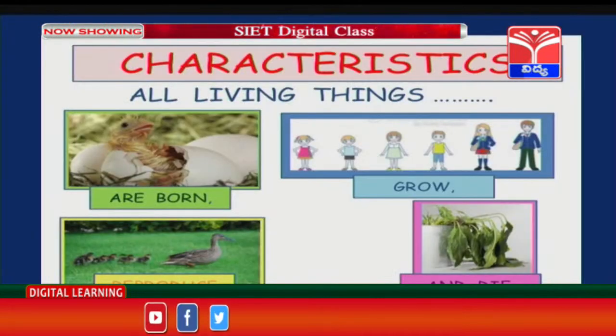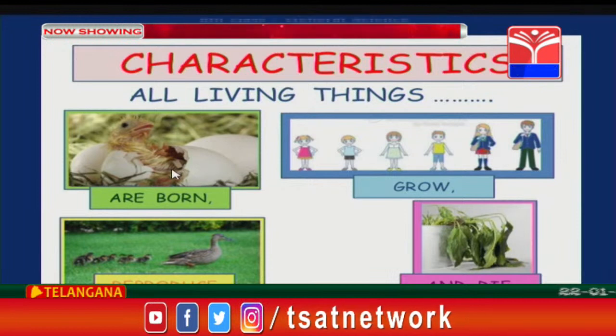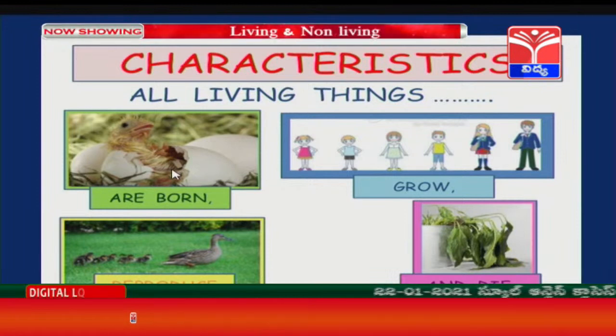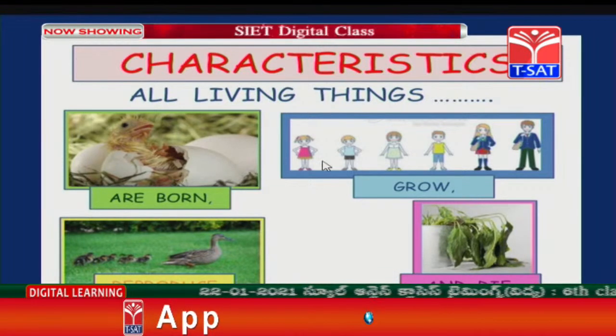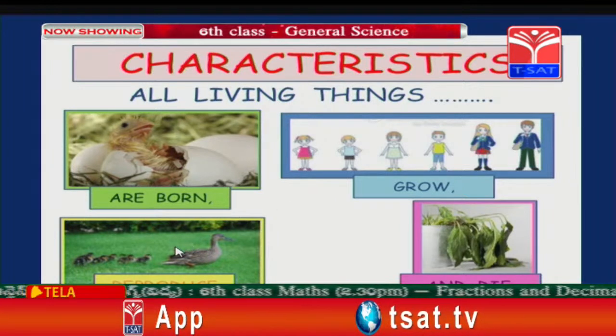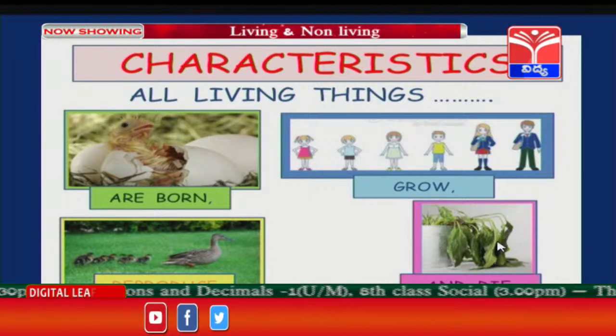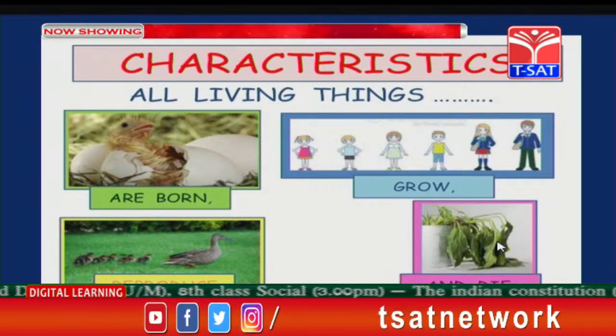It is not compulsory like that. Some of the living things will be having some of the characteristic features. All the living things, you can see here, they are born, they are produced from their parents. Next, they will be growing, then they will be reproducing once again, and finally they will be dying. So, these are the characteristic features which are present in all living things.